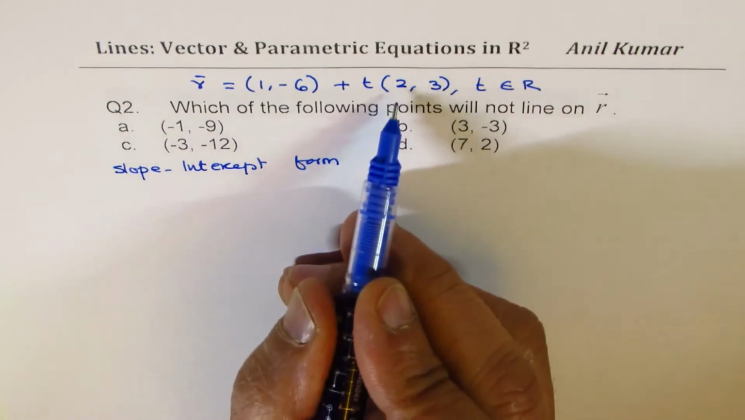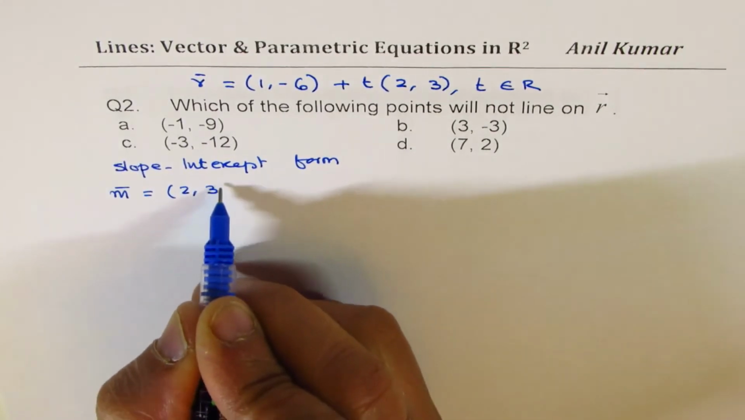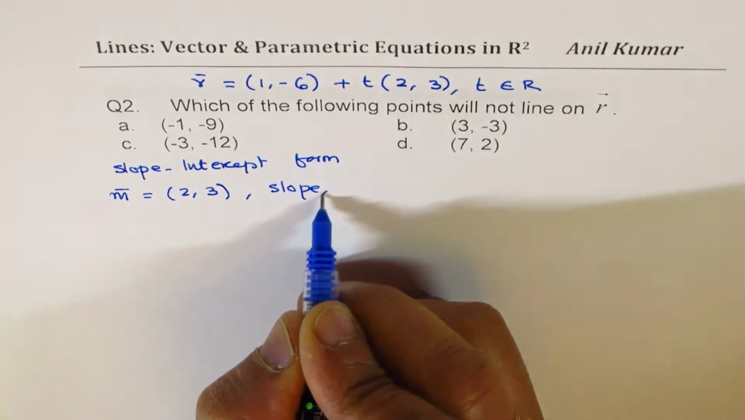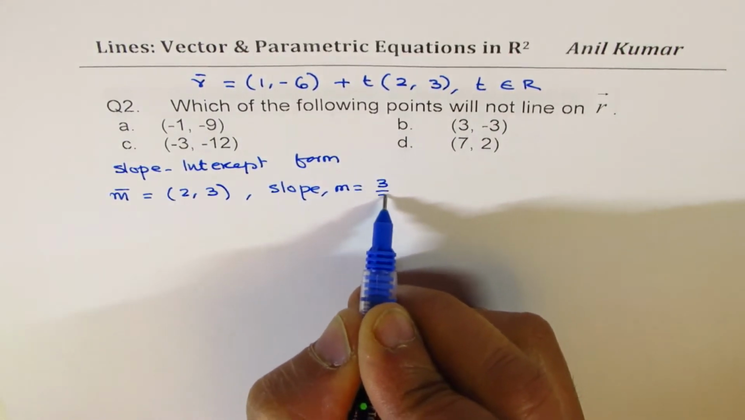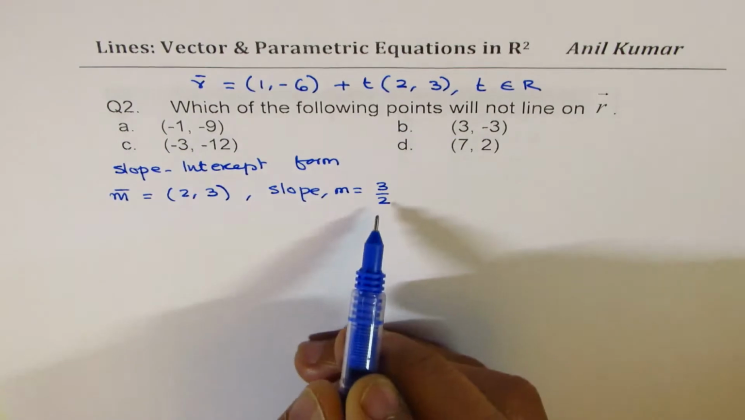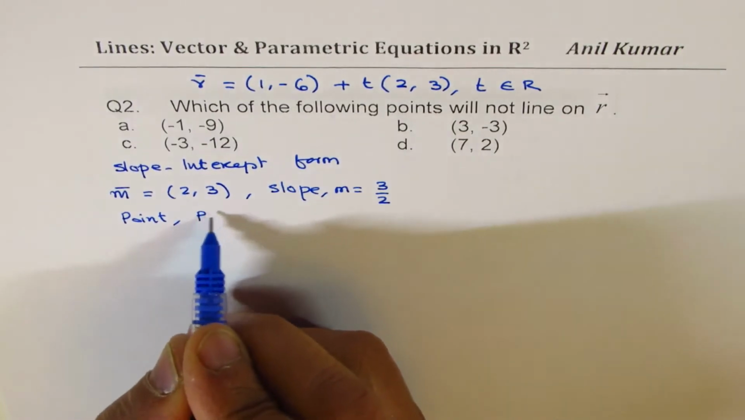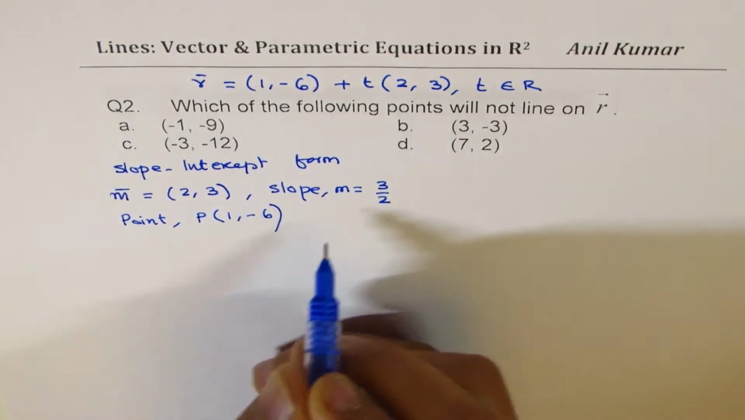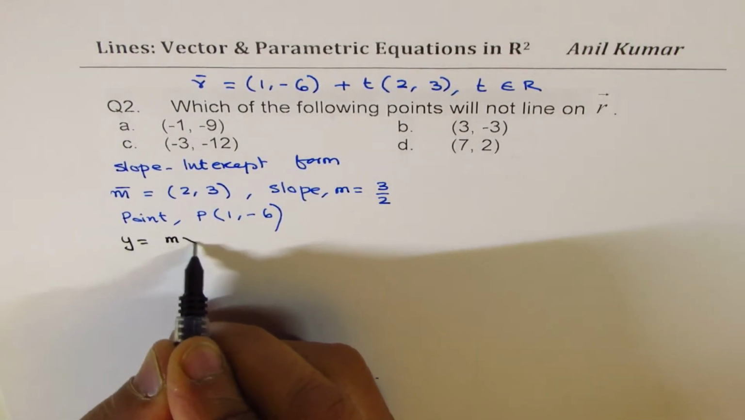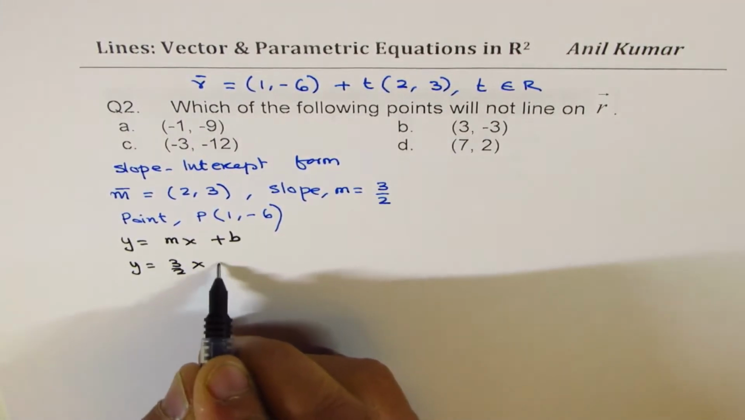For the given line, we know that the direction vector is 2, 3. That means the slope of the line, m, will be 3 over 2, right? So change in y is 3 for a change in x of 2. Now we are also given a point on this line. The point, let's call it P, is 1, minus 6. With that information, I can write an equation of the form y equals mx plus b. So we have y equals 3 over 2 x plus b.